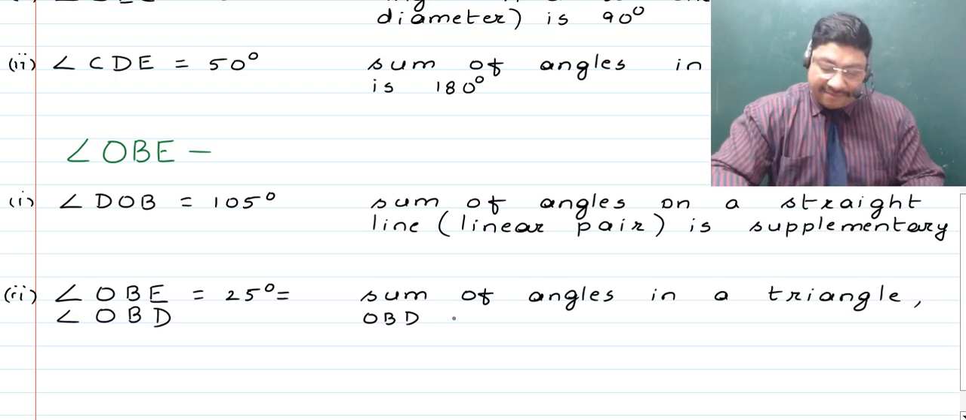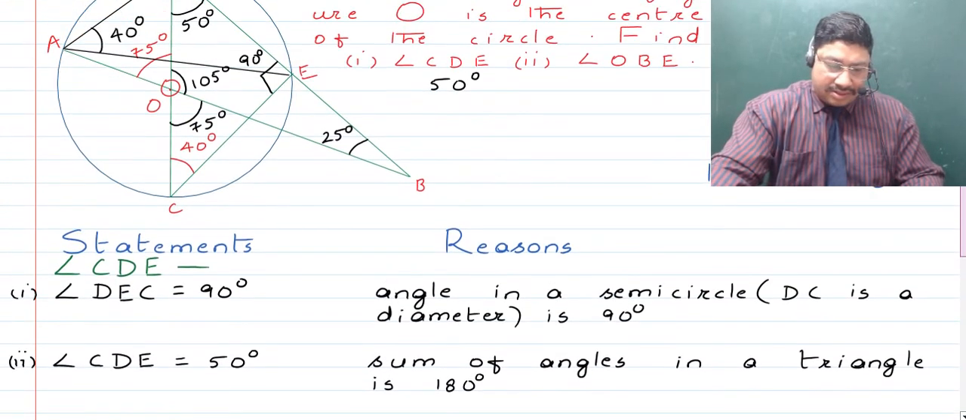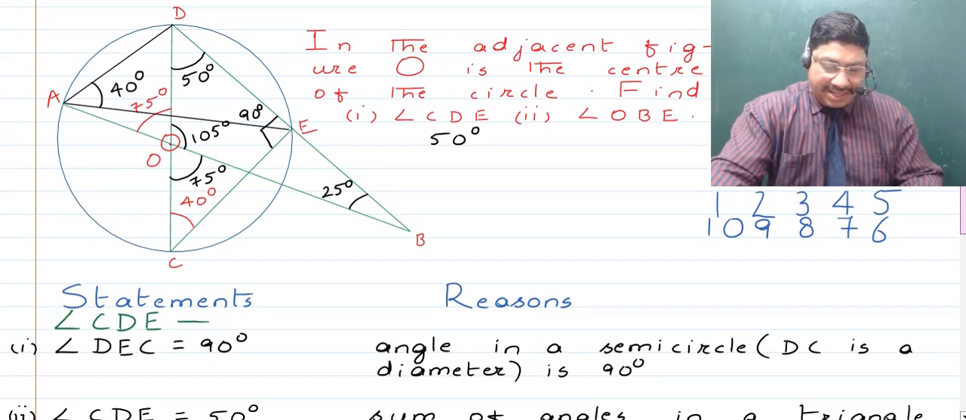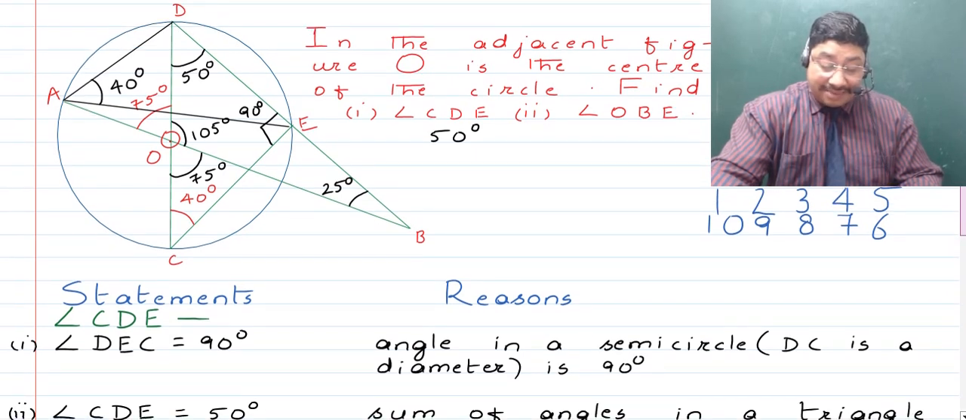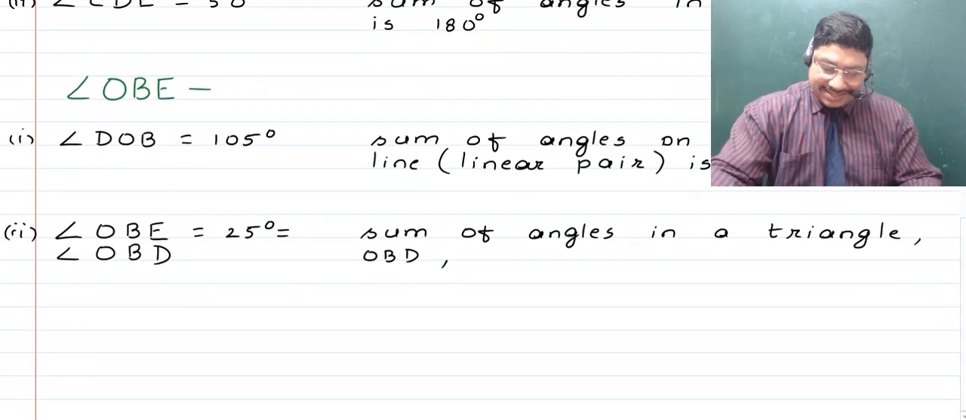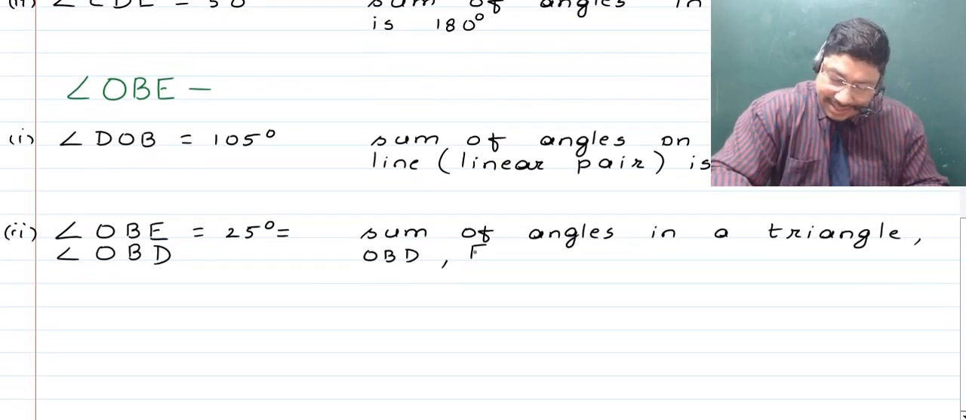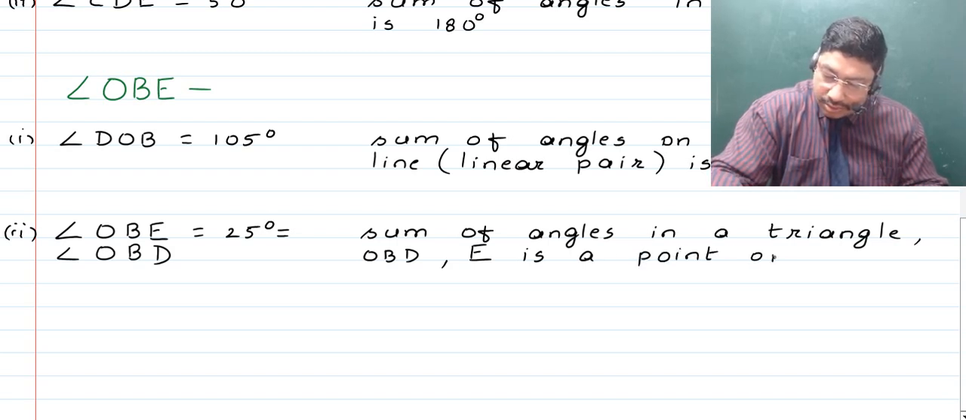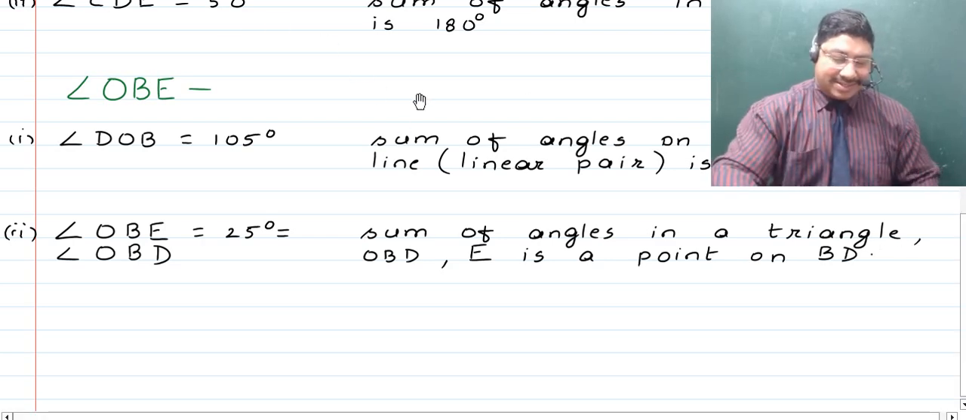And further here, as a reason, you can say that there's a line BD on which E exists. So you can say that E is a point on BD. So this explains everything. So I'll just quickly discuss this all over.